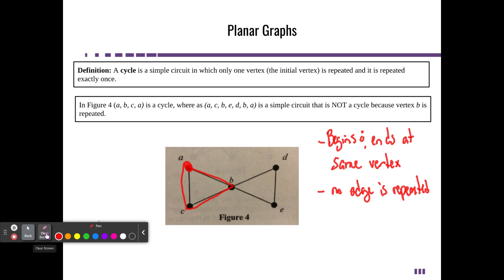However, let's grab the eraser. And if we do this time, but we go from A to C to B, I need to do a better job of reading. From B to E to D to B to A is a simple circuit, but it's not a cycle because the vertex B is repeated. And so it would not be a cycle in that particular case, so in figure 4.